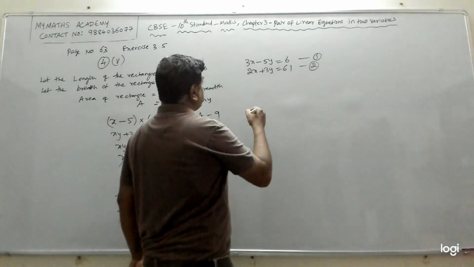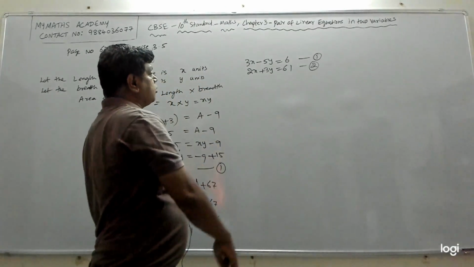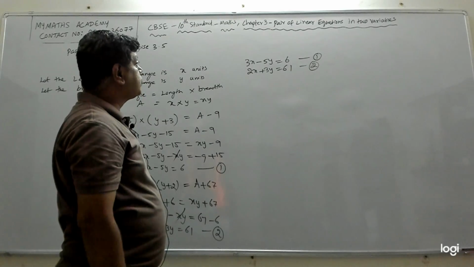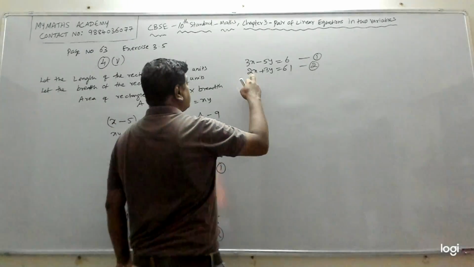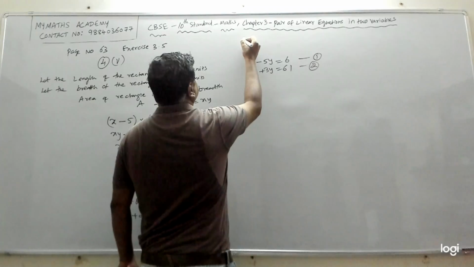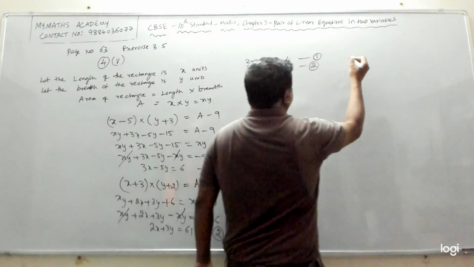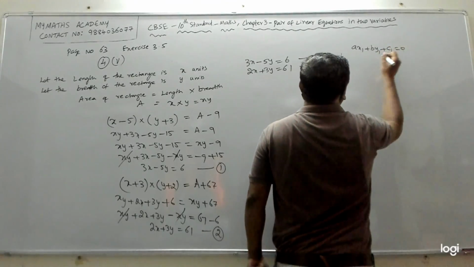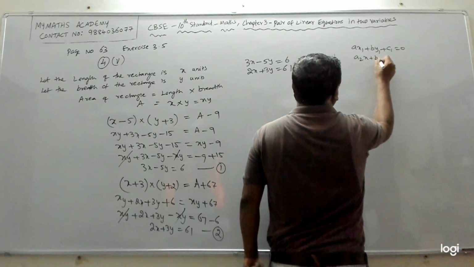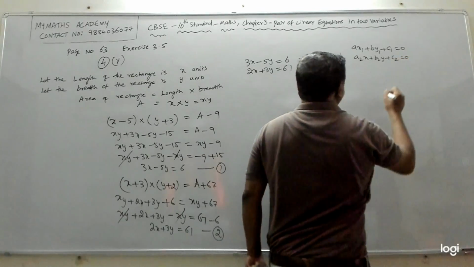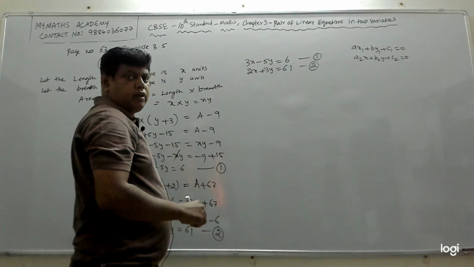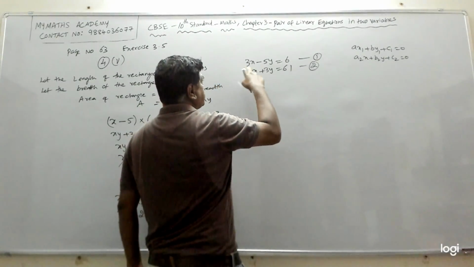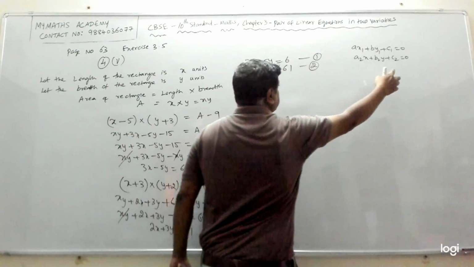To check the ratios in table 3.4 of your textbook, page number 46, we need to write the given equations in the standard form. What is the standard form? The standard form of linear equations is a1x plus b1y plus c1 equal to 0, a2x plus b2y plus c2 equal to 0. This is the general form of a pair of linear equations in two variables. Now I need to convert this into that form, which means the right side should be 0.